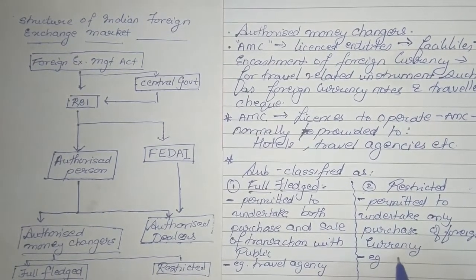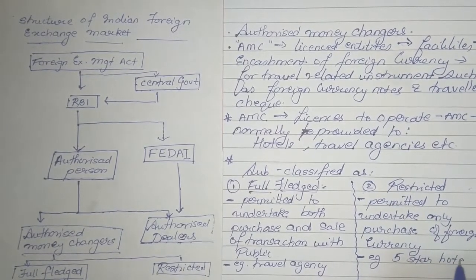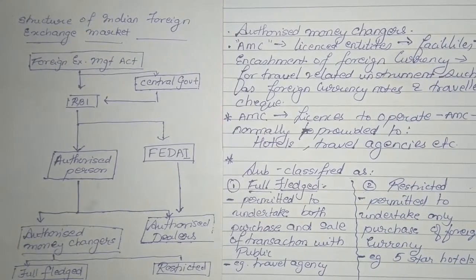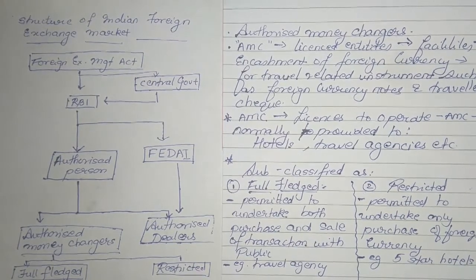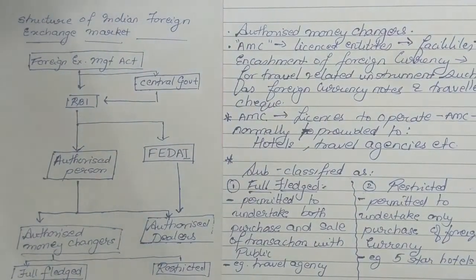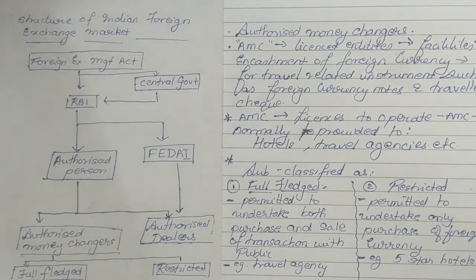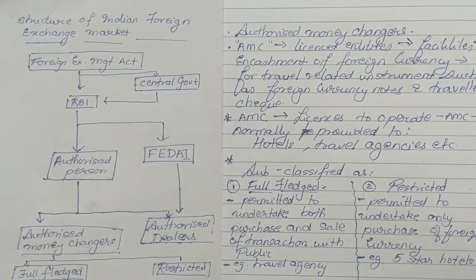For example, we can say 5-star hotels. So 5-star hotels are basically restricted money changers, where they are only permitted to purchase or take foreign currency from the public. So this is the basic structure of the Indian foreign exchange market.